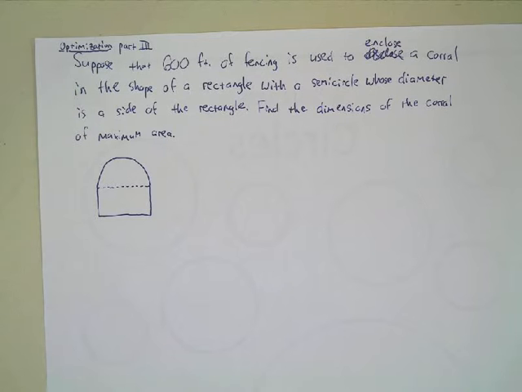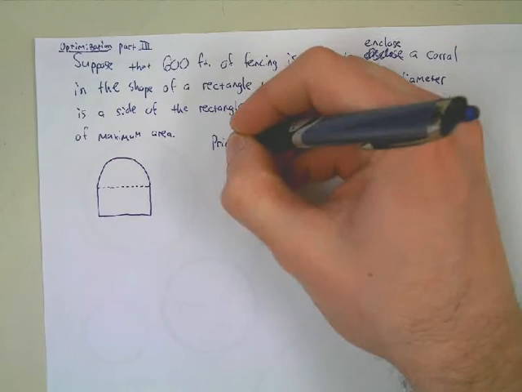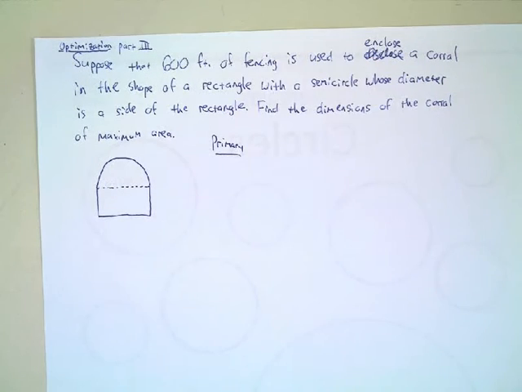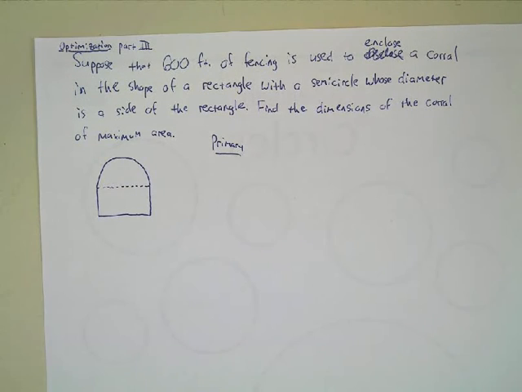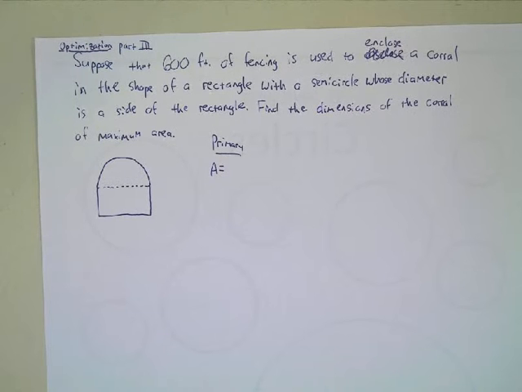We're trying to maximize the area, so our primary equation is going to be the area. We're not given a radius here. So we have to come up with an area formula for this shape.